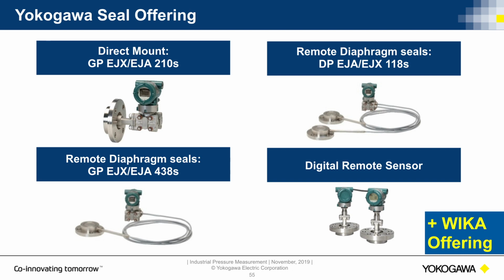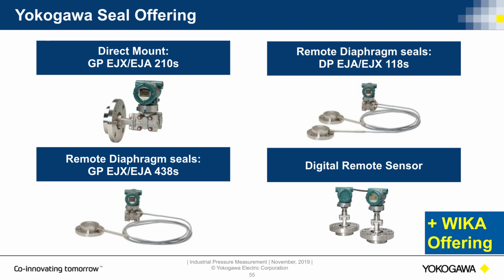We have remote seals, the EJA and EJX 118. So that balance system that we talked about: 2 remote seals on a DP transmitter in equal length to account for any temperature effects. They'll both hit both sides the same way. Then we do have a remote gauge transmitter, the EJX and EJA 438. So it's a capillary on a gauge pressure transmitter.